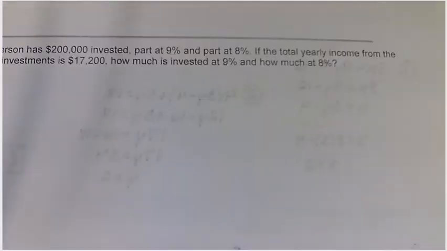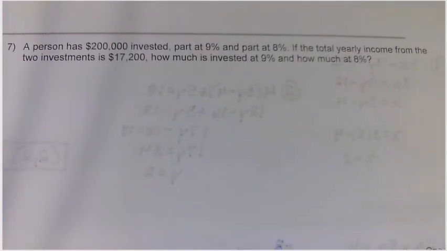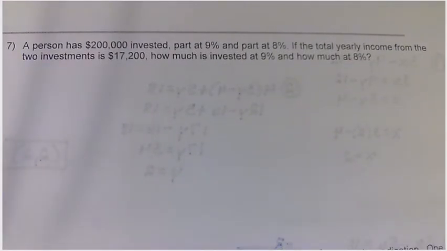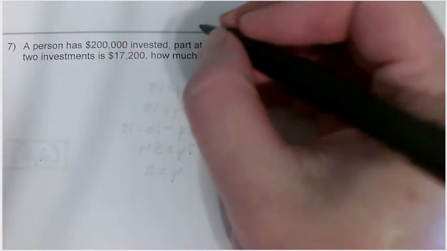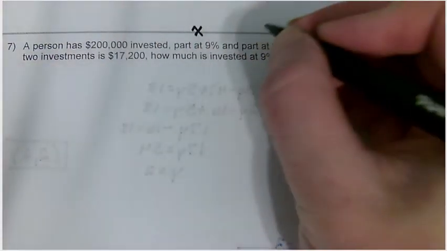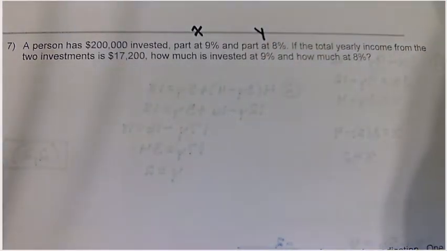Now let's see how we can apply some of these. Okay, a person has $200,000 invested, part at 9%. This looks similar to a problem we did in one of the earlier sections. And part at 8%. If the total yearly income from the two investments is 17,200, how much is invested at 9% and how much at 8%? So let's label the 9% as X and Y as 8%.